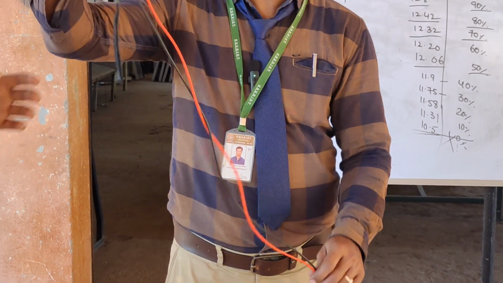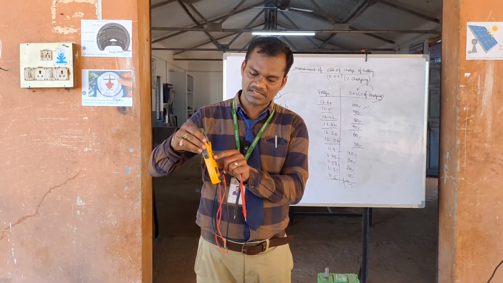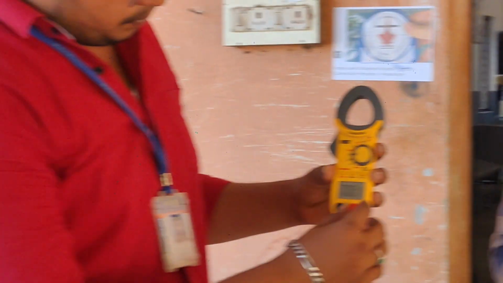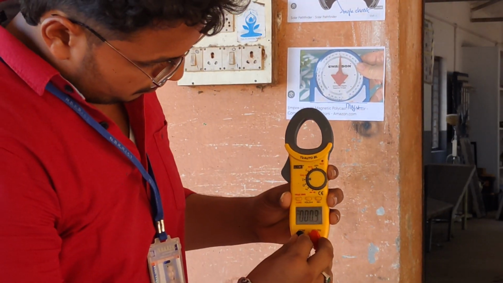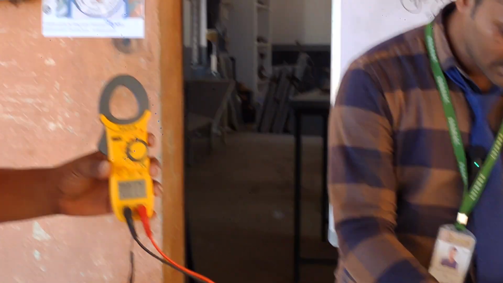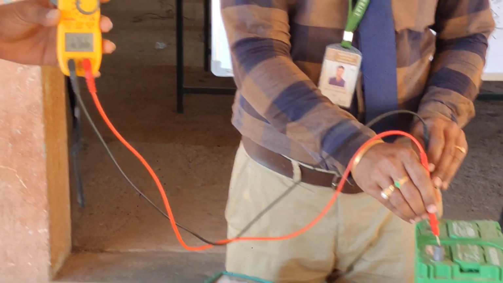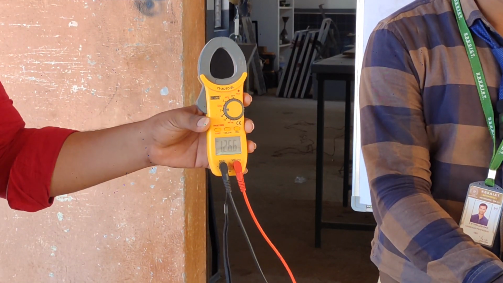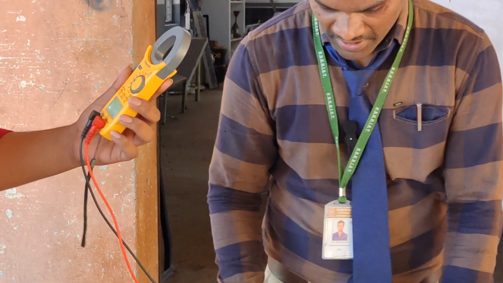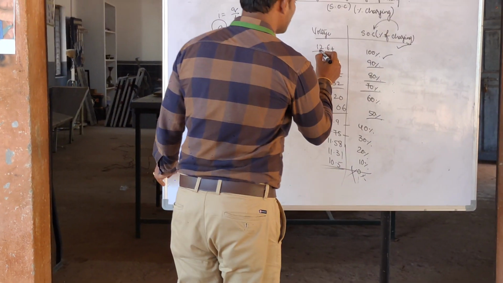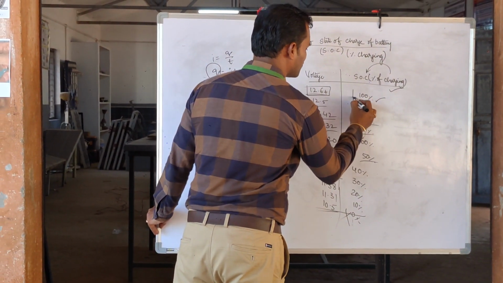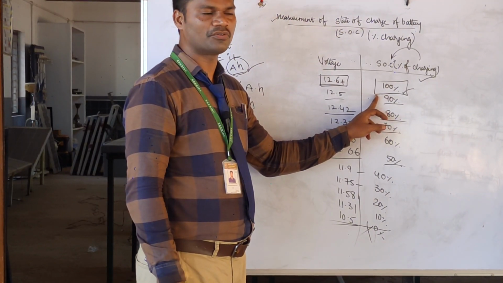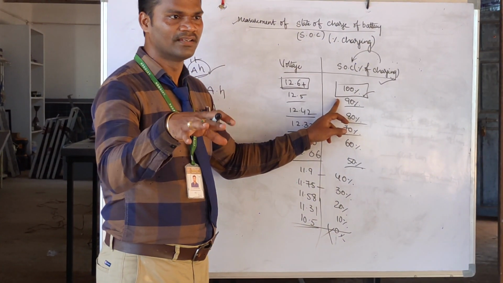This is nothing but a voltmeter. I had kept this voltmeter at the DC voltage level, and I have two terminals connected to the battery. This is the positive terminal, this is the negative terminal, and what is the value indicated on the voltmeter? 12.6. Now what is the state of charge available? 100%. So how much charge is there in the battery? 100%.